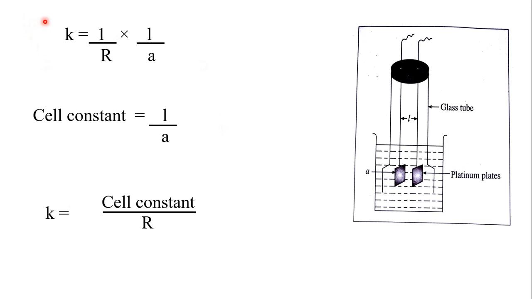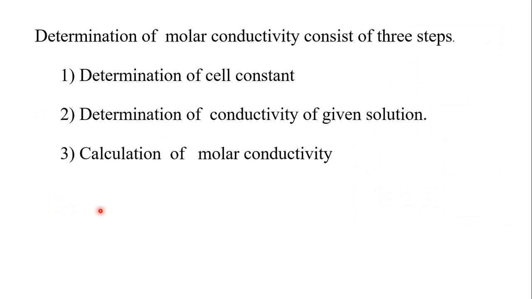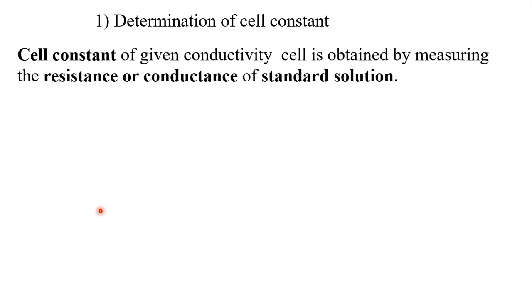So conductivity is equal to 1 upon R into L by A. But this L by A is nothing but the cell constant. So once you know the cell constant, you can calculate conductivity by this relation: K is equal to cell constant divided by resistance. That is nothing but the conductivity of the solution.